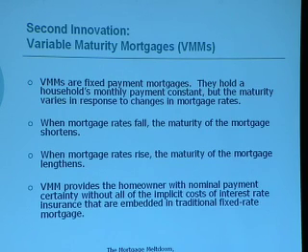The second innovation I want to discuss is variable maturity mortgages, VMMs. VMMs are fixed payment mortgages. They hold the household's mortgage payment constant, but the maturity varies in response to changes in mortgage rates. When the mortgage rates fall, the maturity of the mortgage shortens. When the mortgage rates rise, the maturity of the mortgage lengthens. VMM provides the homeowner with nominal payment certainty without all the implicit costs of interest rate insurance that are embedded in traditional fixed rate mortgages.